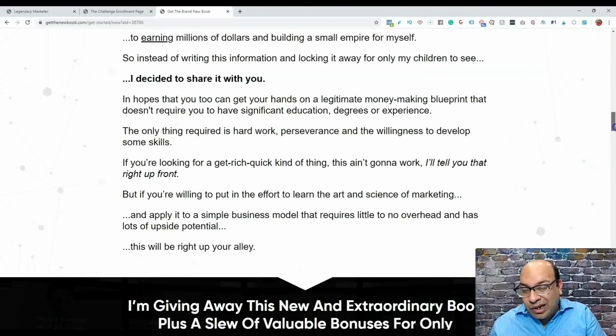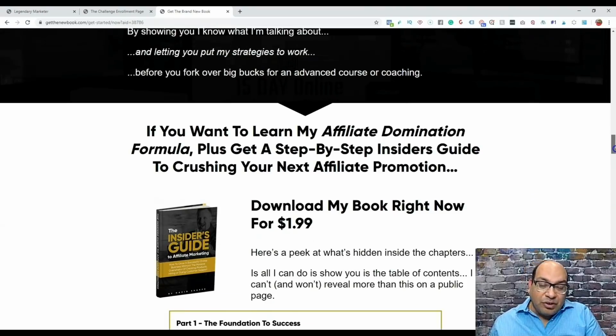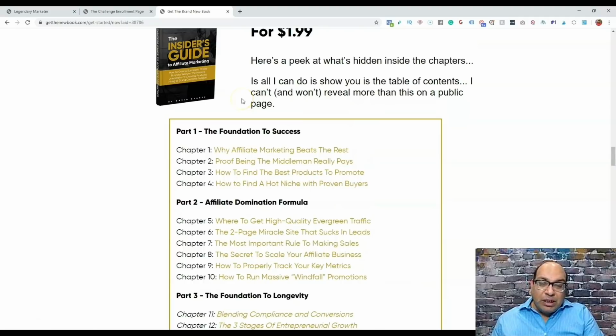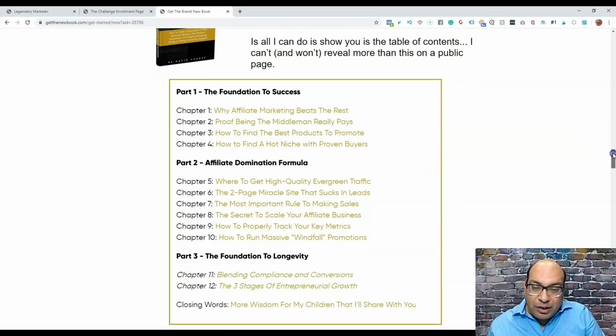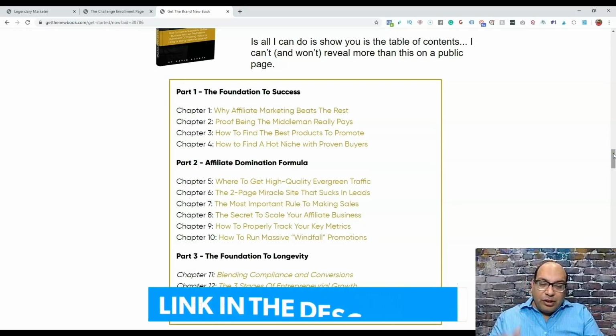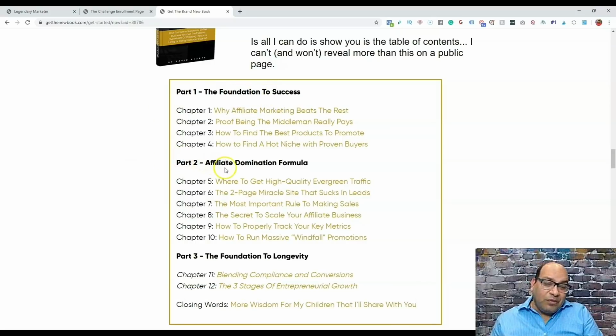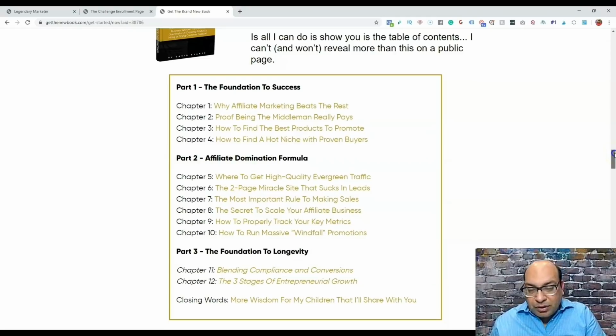People want to know, for $1.99, what you actually get in the ebook. It's about 80 pages, so it's not just one or two pages. The 80 pages are divided into three different parts. The first one is the foundation to success, then the affiliate domination formula, and then the foundation to longevity of your business. And these are all written by David Sharp himself.